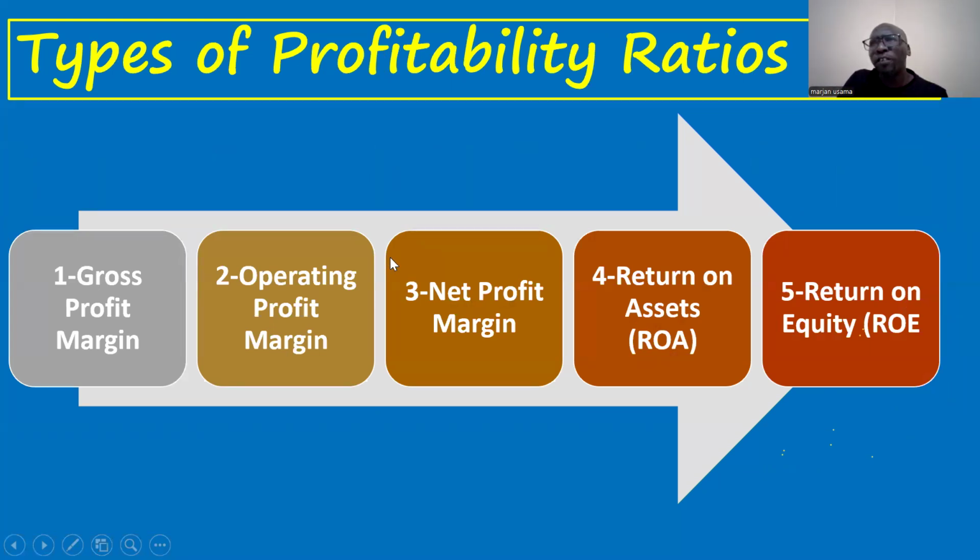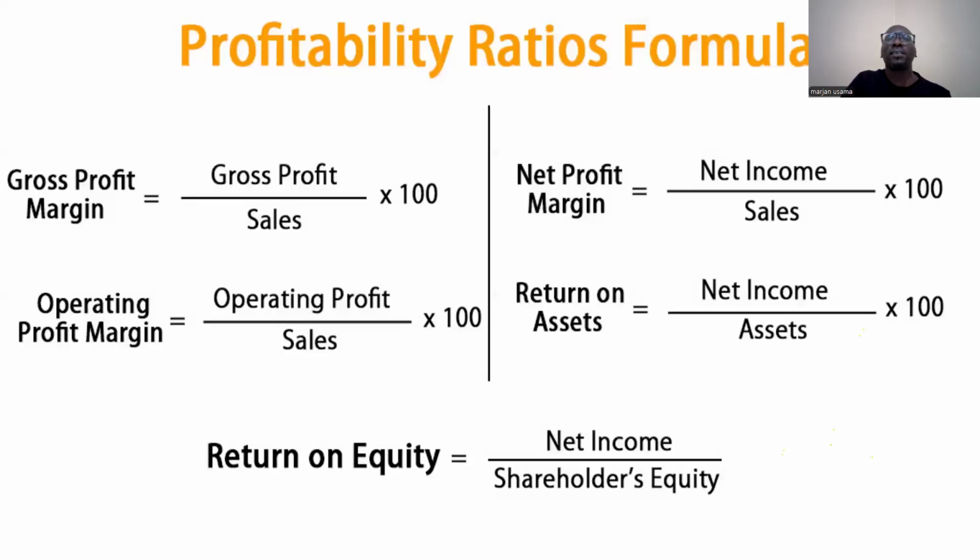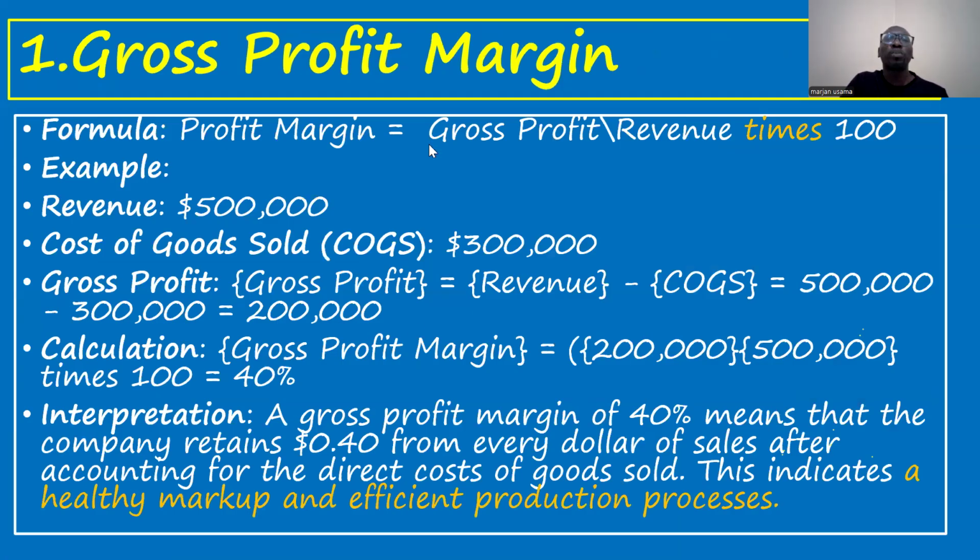So you just apply the formula, get the figures, easy as that. So you have the gross profit margin, the operating profit margin, the net profit margin, the return on assets, and the return on equity. For each and every one of these ratios, you have a formula that you can use, and the formula will give you an answer, and you can easily interpret the answer. Now, number one is the gross profit margin. So what is the formula for the gross profit margin?